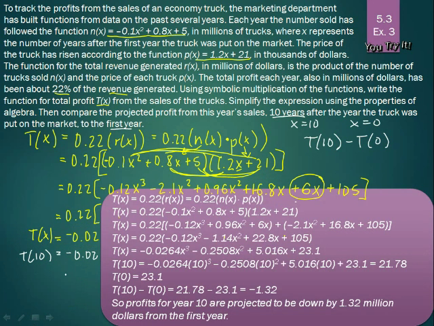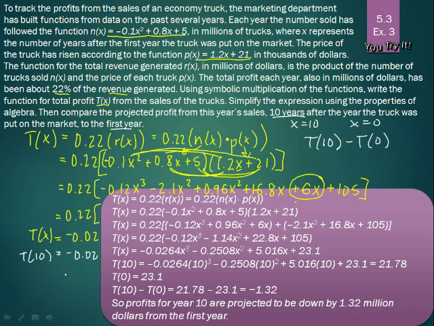T of x equals 22 hundredths times r of x equals 22 hundredths times n of x times p of x. T of x equals 22 hundredths times negative 1/10 x squared plus 8/10 x plus 5 times 1 and 2/10 x plus 21. T of x equals 22 hundredths times negative 12 hundredths x cubed plus 96 hundredths x squared plus 6x plus negative 2 and 1/10 x squared plus 16 and 8/10 x plus 105. T of x equals 22 hundredths times negative 12 hundredths x cubed minus 1 and 14 hundredths x squared plus 22 and 8/10 x plus 105.